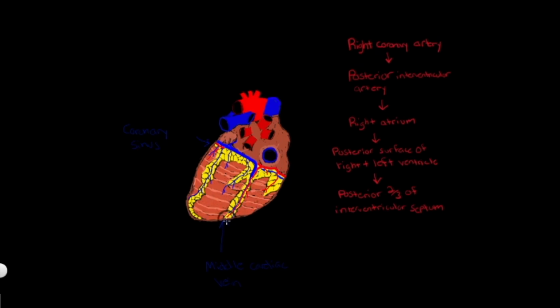So it'll take all of that deoxygenated blood and bring it up, and then as you see here, this is the coronary sinus. So the great cardiac vein, the small cardiac vein, and the middle cardiac vein all join into the coronary sinus, and then as you can see here, the coronary sinus will run and bring all that deoxygenated blood back from the heart to the right atrium.